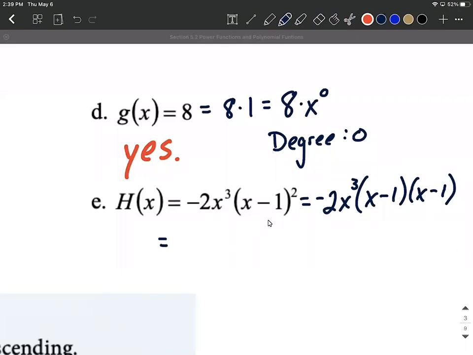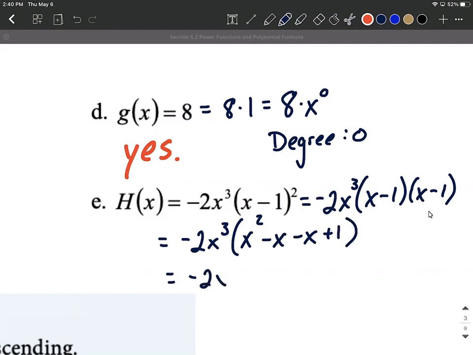And then take our time and multiply this out. We'll say negative 2x cubed. And then what's on the inside there, we're going to go ahead and go first, outer, inner, last, or distributive property if you'd like to call it that. So we get x squared minus x plus 1. I'll go ahead and combine our like terms. So we have x squared minus 2x's plus 1.